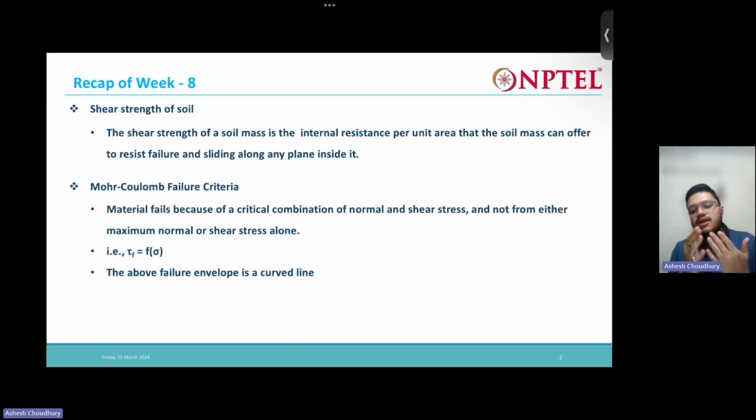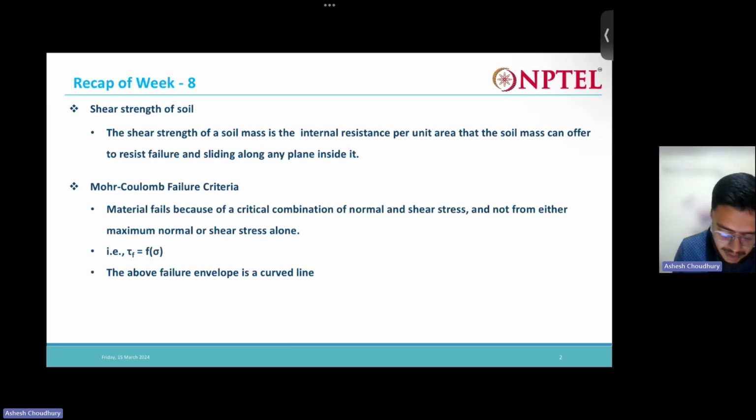So there are many failure criteria. This is one of the basic or most primitive failure criteria, the main basic failure criteria of soil mechanics, the Mohr-Coulomb failure criteria. The material fails because of a critical combination of shear stress and normal stress, and not from either maximum normal or shear stress.